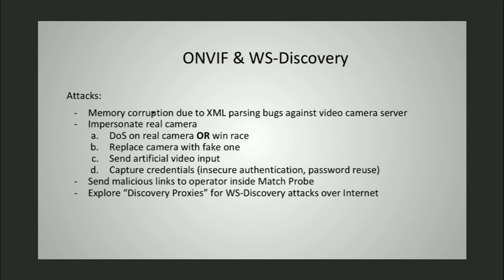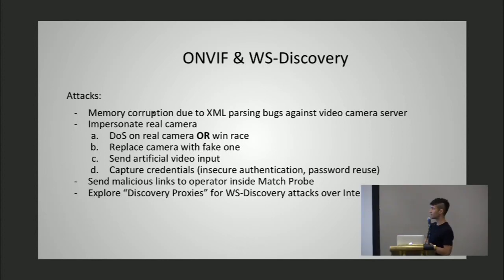And you can, of course, if they expect to see a real camera there, either create a denial of service on the real camera or just win the race against it. So whenever the server sends, okay, is there a new camera here? If you win the race against the real camera, which will send the legitimate probe match reply, and you send yours first, then the real camera will not be included in the list, but your fake camera will be included in the server list. And by that, you can replace the camera with a fake one.